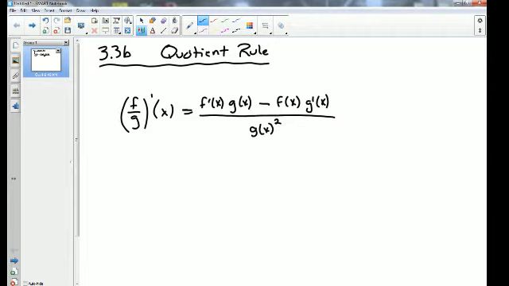Oh, yeah. Okay, so if you can come up with one of these for the product rule, I'd greatly appreciate it.